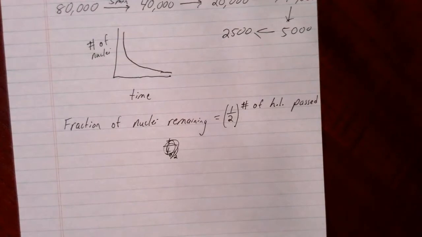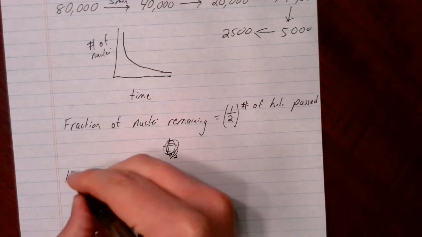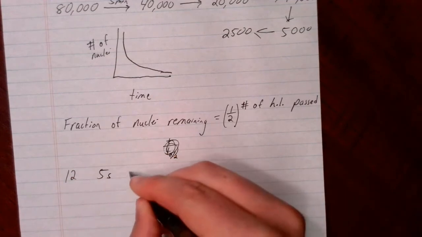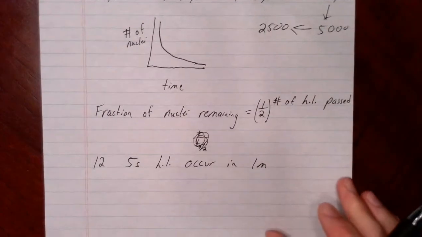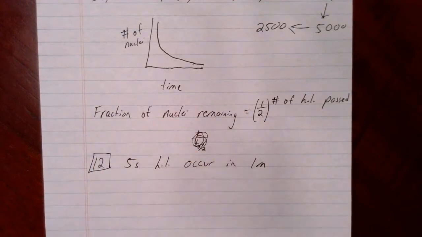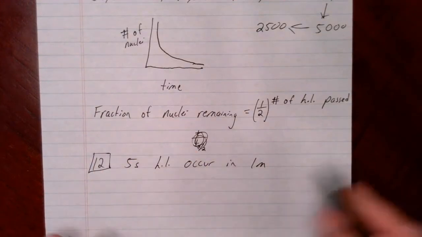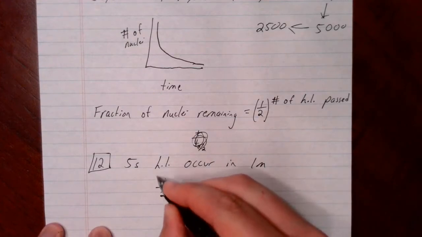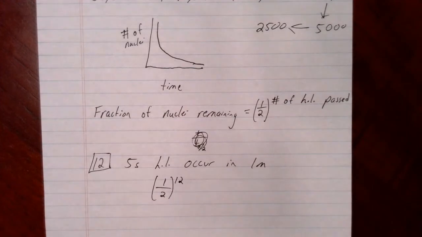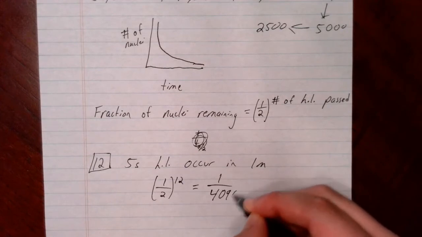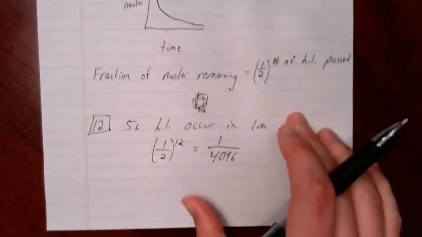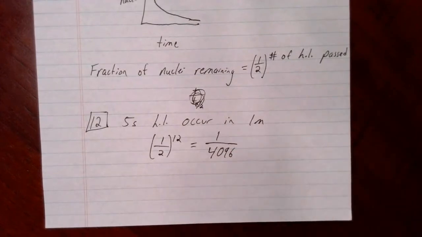So what we have to do is figure out how many half-lives pass in 1 minute. Okay, so how many seconds are in 1 minute? There are 60 seconds, so there are 12 5-second half-lives that occur in 1 minute. Okay, so 12 is the number of half-lives that have occurred in that time period. So I could write that as 1/2 raised to the 12th power. Okay, so when I do that math, I get 1/4096. So there is 1/4096th of the original sample remaining.